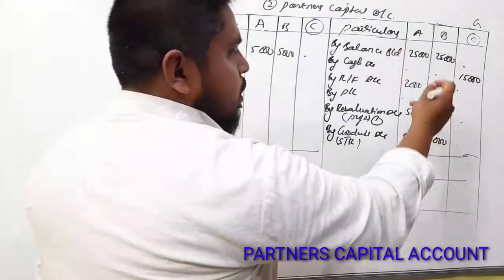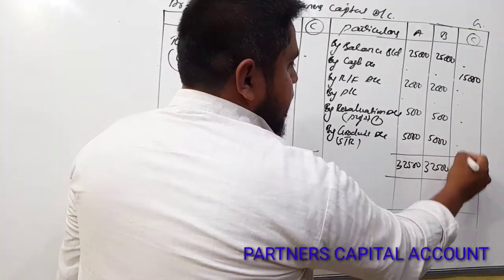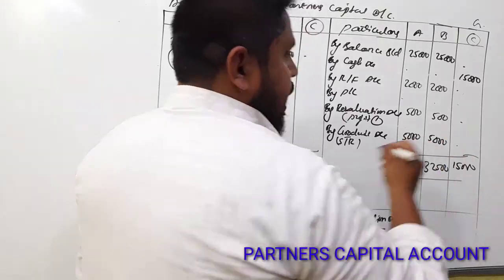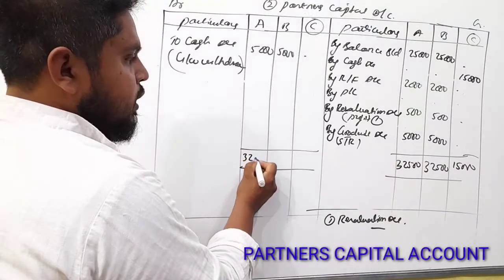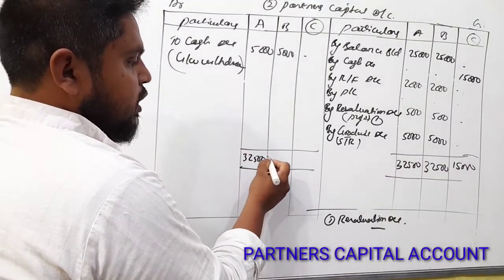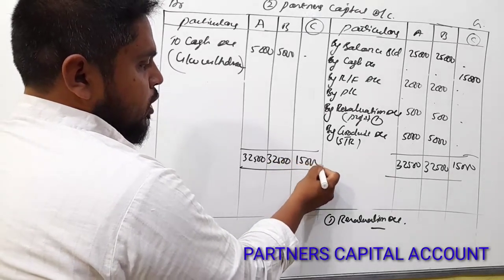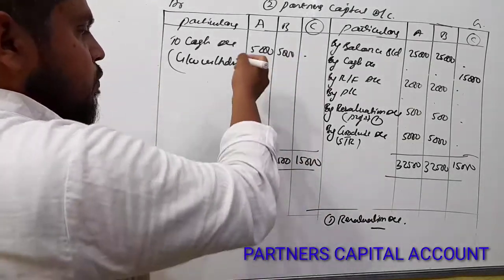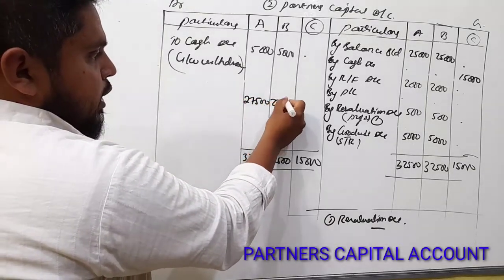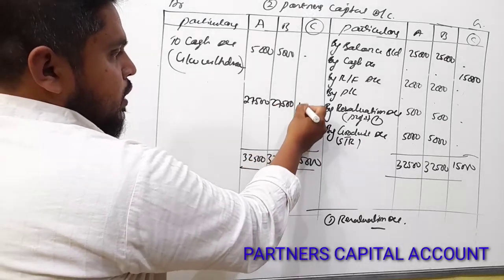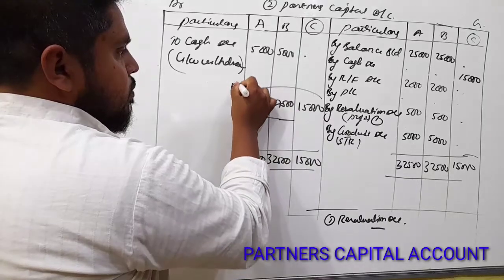Next, B the same 32,500, and C capital 15,000. Now write the same amounts on the debit side: 35,000, 32,500, 32,500 and 15,000. So credit balance minus debit balance, if you subtract 5,000, you get 27,500, 27,500 and 15,000. This is the balancing figure here.